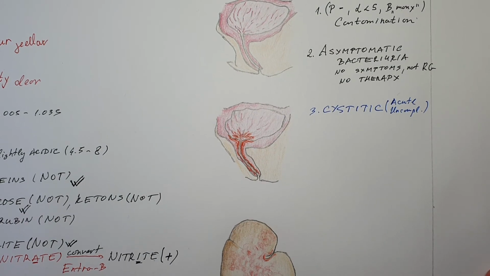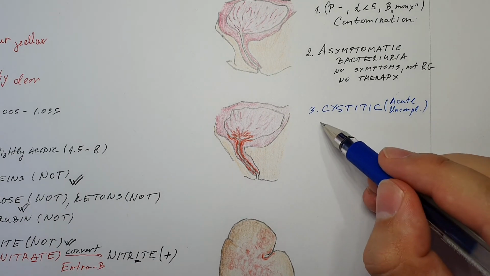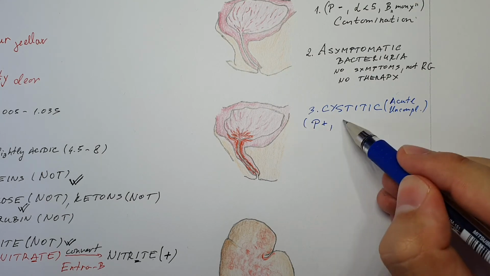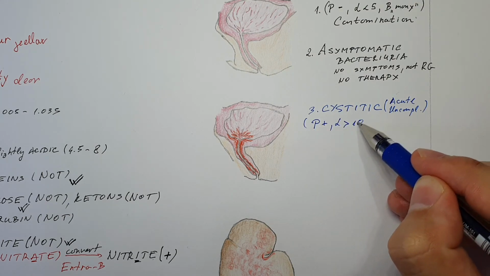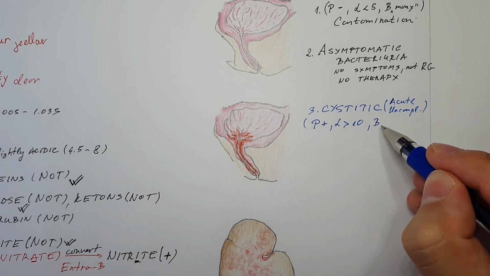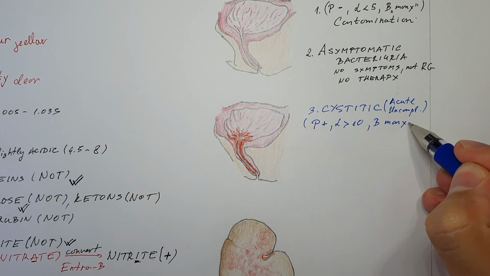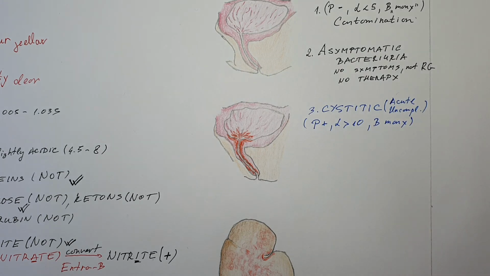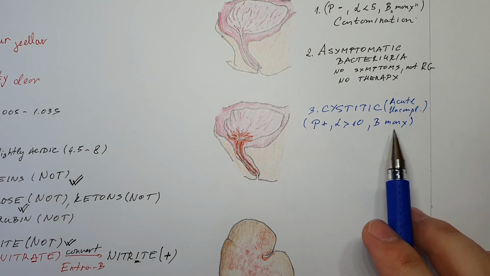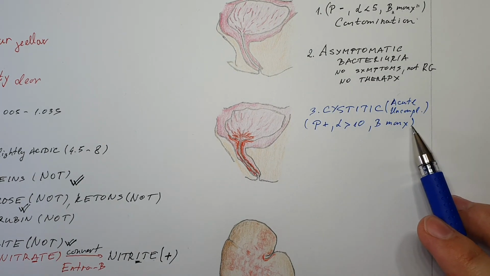These infections, if you do a urinalysis, the patients will have positive proteins. They have raised leukocytes in their urine, and there are many bacteria in the urine. So basically, this is what is shown in the urinalysis.